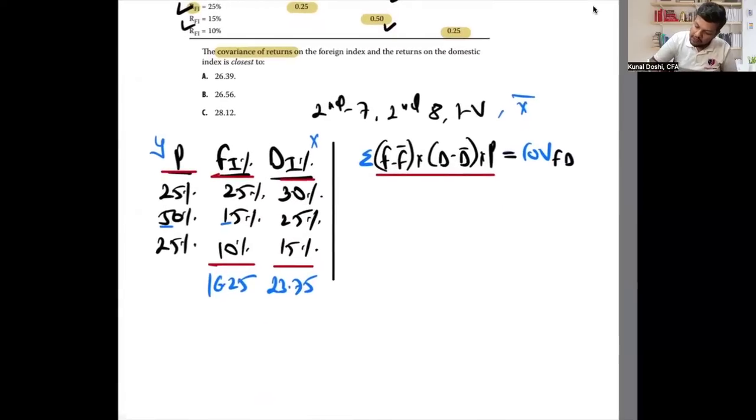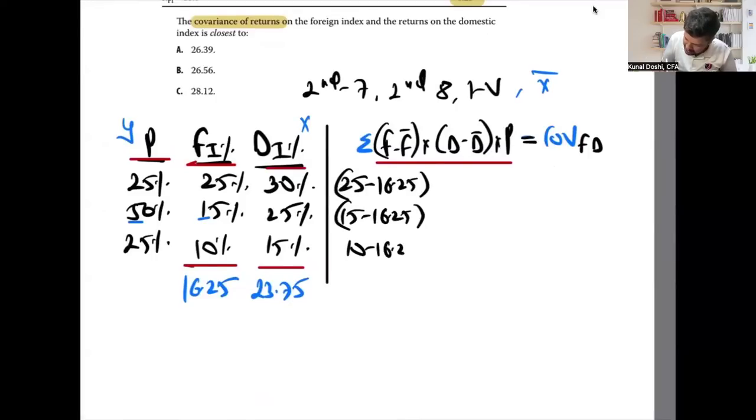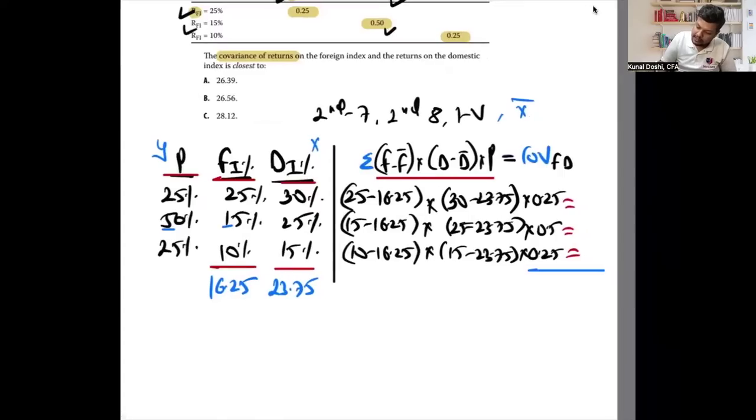So now all of this has to be done manually. I will do 25, my first year, minus 16.25, 15 minus 16.25, 10 minus 16.25, times the value 30 minus 23.75, 25 minus 23.75, and 15 minus 23.75. All of this is multiplied with the probability, that is 0.25, 0.5, and 0.25. I'll calculate those values and sum them up. That should be my covariance. Everyone with me?